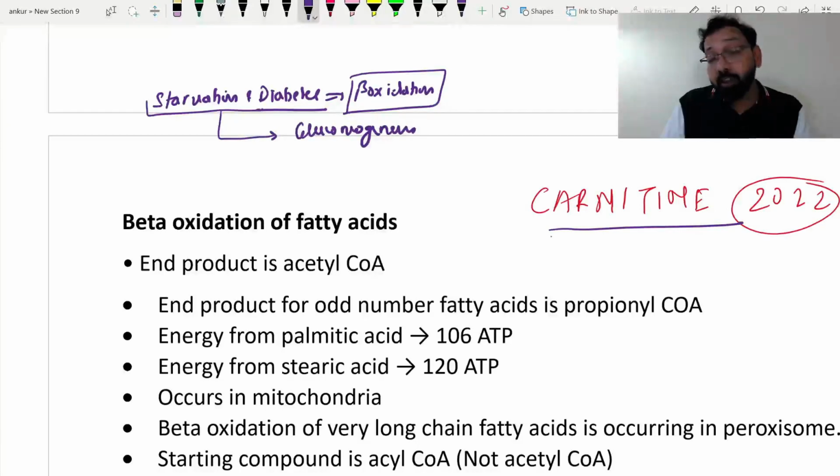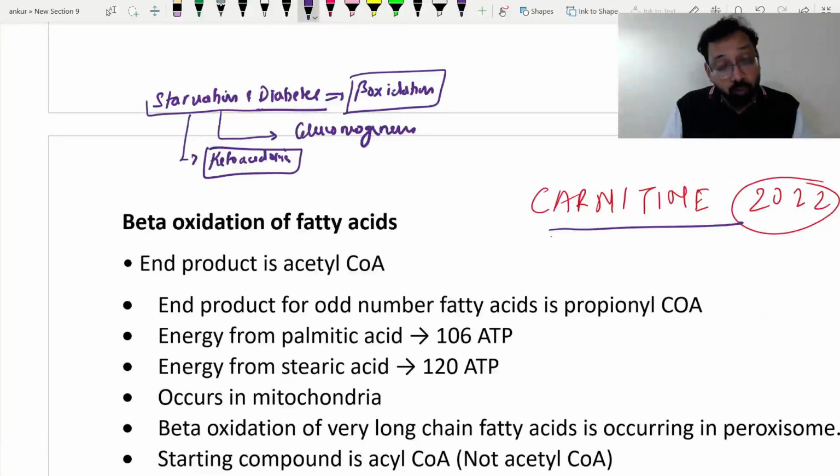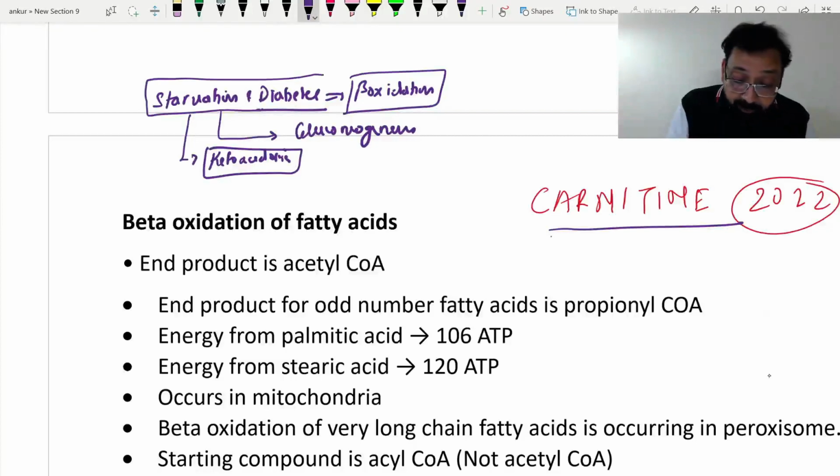Even in starvation, the brain tries to utilize glucose, but it can utilize ketone bodies also. That's why in starvation, the liver tries to synthesize ketone bodies, causing ketoacidosis. Starvation ketoacidosis, okay, diabetic ketoacidosis. So ketoacidosis, gluconeogenesis and beta oxidation all occur in starvation and diabetes. There is a close relation between these three pathways.